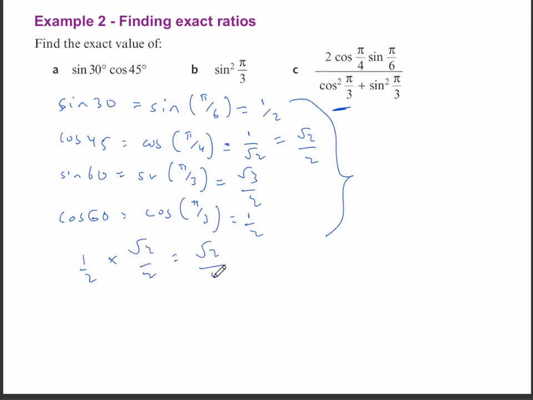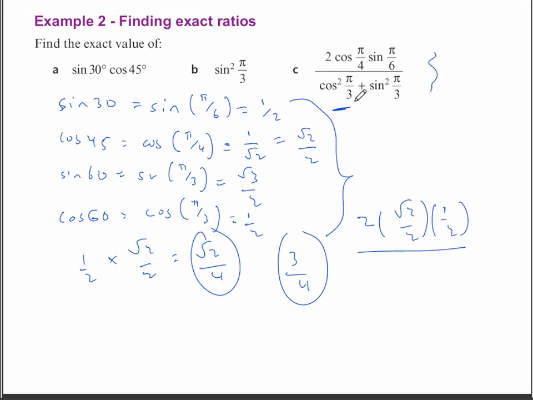which is just root 2 over 4. Then sine square pi over 3, which is just root 3 over 2 squared, which is just 3 over 4. And then 2 times cos pi over 4 sine pi over 6, which is 2 times root 2 over 2 times sine pi over 6, which is 1 over 2, over cos square pi over 3, which is 1 over 2 squared, plus sine squared pi over 3, which is root 3 over 2 squared.